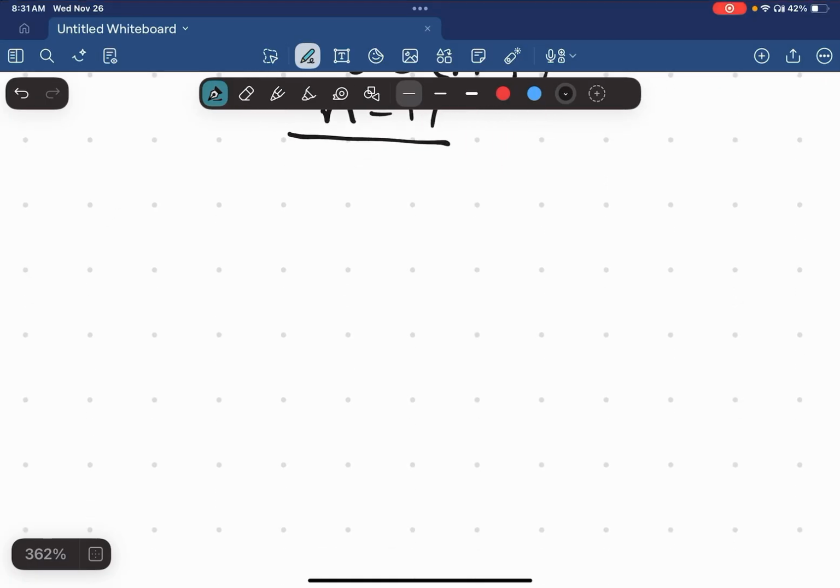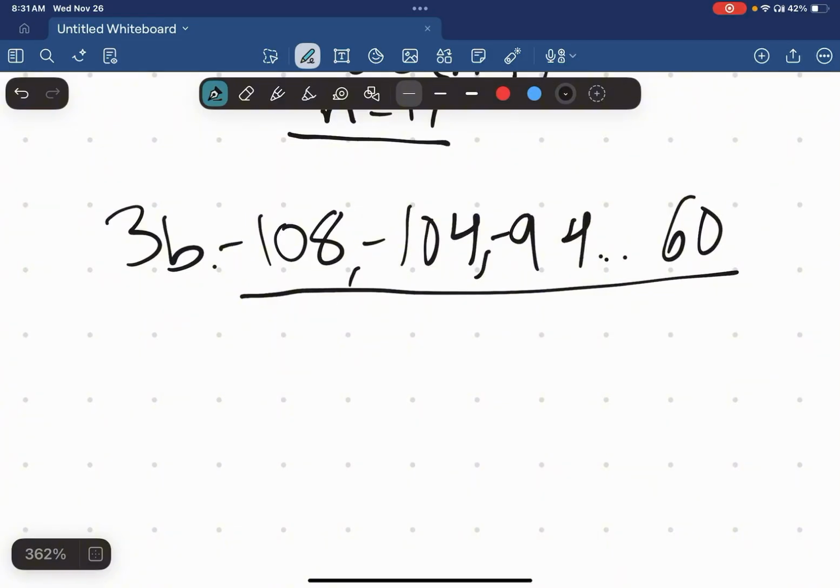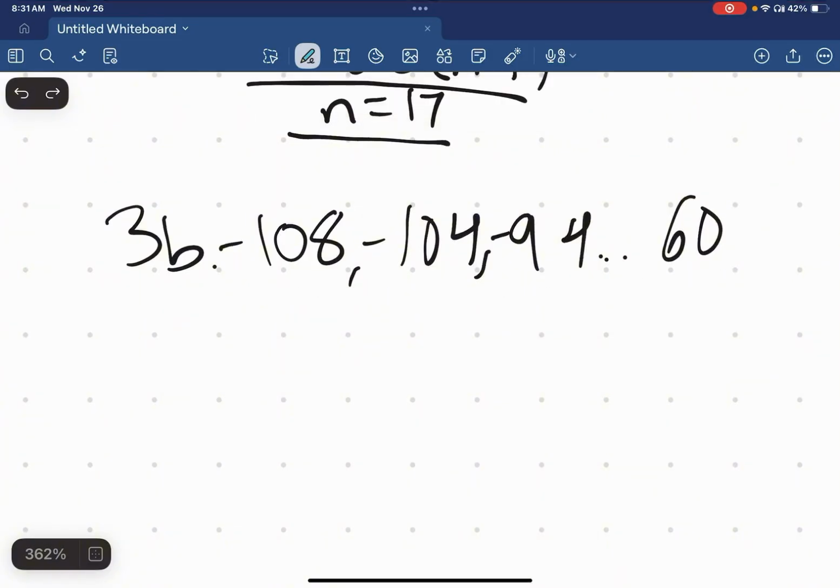3b. We have negative 108, negative 101, negative 94, dot, dot, dot, 60. All right, looks like this n is going to be a bit longer than the last one. We have this entire thing going on over here. So let's get to solving. Let's create a general term of un is going to be equal to negative 108.